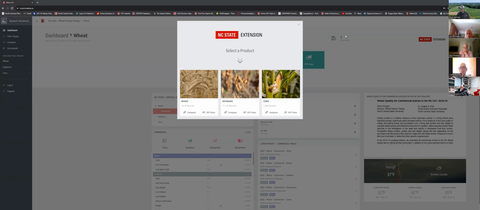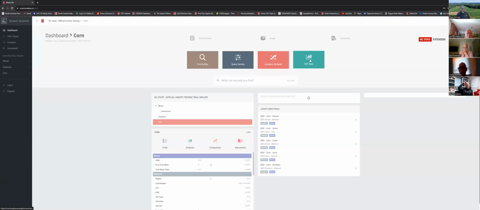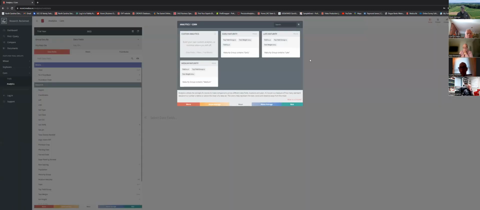But this, again, is your best bet for searching for criteria that are important to you for these hybrids that you're making these selections for. So this is the dashboard. This is where we land. We're going to go into corn, and I'm going to look at the OVT data, which is just the overall data for what we're looking at.